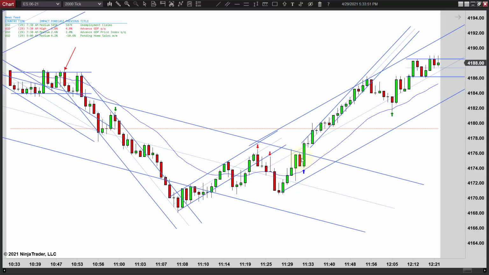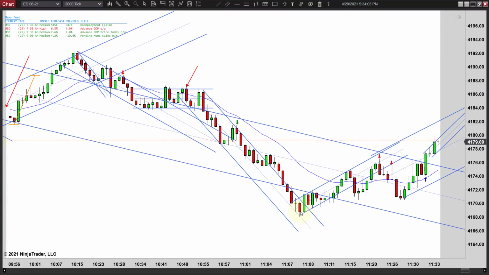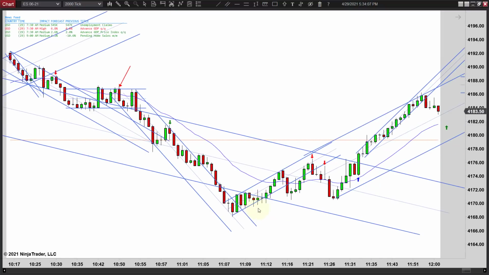Now, I'm sure some more people probably got fooled right there. No reason to go short right there. Again, you've got 1, 2, 3 bars stacked up. This one has a very small body. You've already had a break and 2 legs down, another overshoot of the channel.